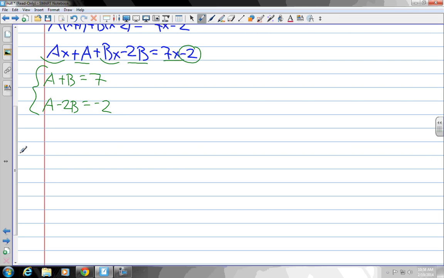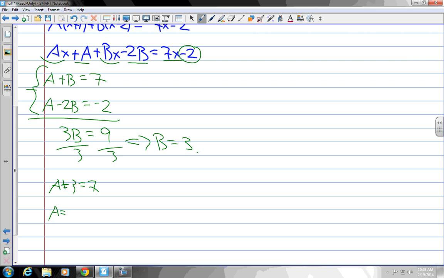Just subtract them. All right, so let's subtract top from the bottom. So A's cancel. B minus negative 2B is 3B. 7 minus negative 2 is 9. That's totally acceptable. Divide both sides by 3. B equals 3. If B equals 3, A plus 3 equals 7. So A equals 4.